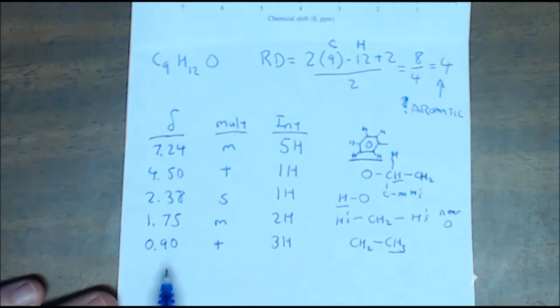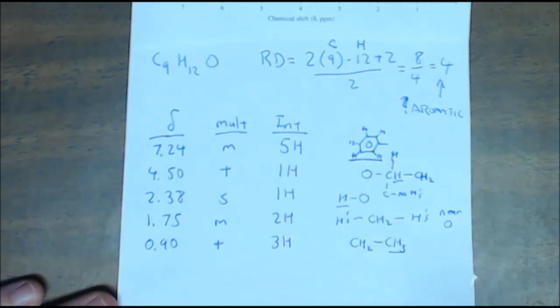All right, so 0.9, 3 hydrogens, and it's a triplet. Okay, this is common. You see that it's a CH3. I underline what I'm talking about. CH3 here, and it's next to a CH2. Okay, the CH2 is putting that into a triplet. And there's nothing else down in this region.